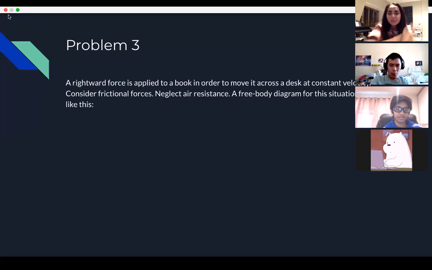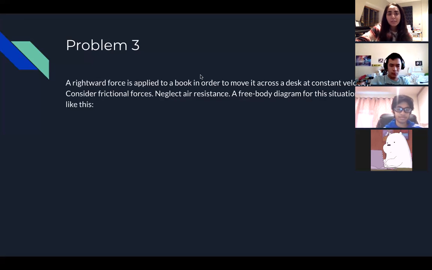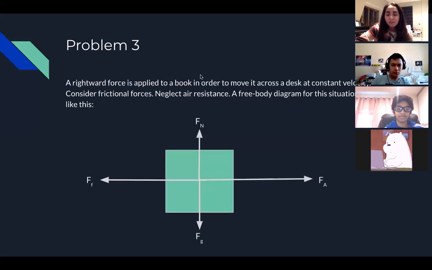Okay, so for this one, a really key part of this is to understand constant velocity. And that sort of neglects the whole rightward force, because if it's at a constant velocity, you don't really have to determine which one's greater than the other. So that's how we get this drawing.